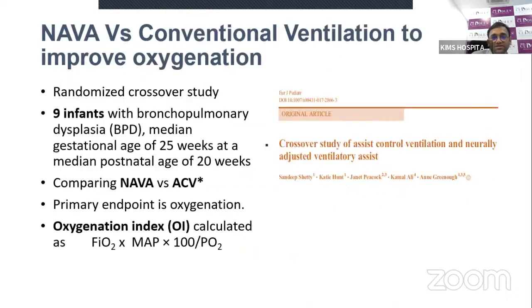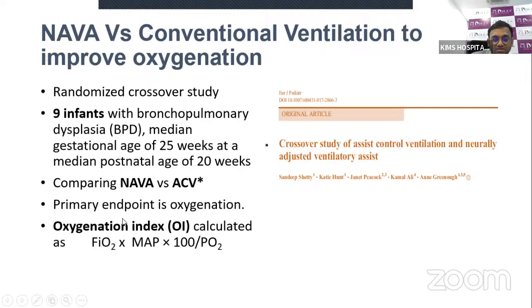Not only the theory part, we have certain studies where NAVA was compared to conventional ventilation for improving oxygenation. The study was done by Sandeep Shetty et al., where they took 9 infants with bronchopulmonary dysplasia, born at 25 weeks, at a median postnatal age of 20 weeks, and compared NAVA with assist control ventilation.